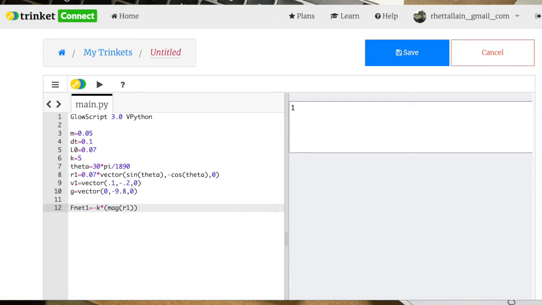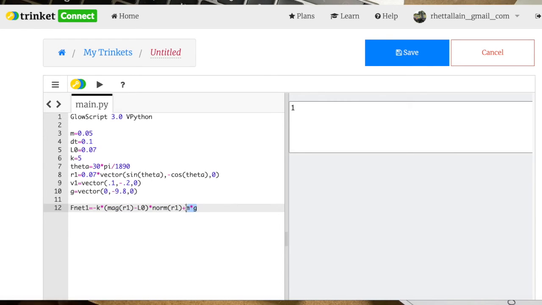I don't have to do it manually. You could if you wanted to, but we don't have to. Minus L0, and then I need to multiply that by the unit vector R1, which also is in Python. I can say norm R1. Now I need to add in M times G. Now it's plus M times G, okay? Because it's F spring, all that's F spring plus the gravitational force.